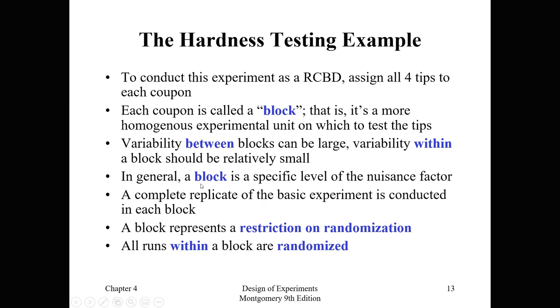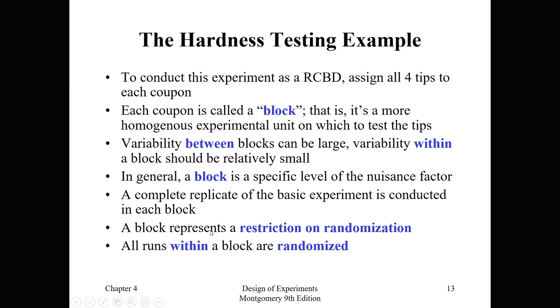So we've got our block in general being a specific level of that nuisance factor, and the complete replication is based in each block. So each coupon here is going to have all 4 of the tips being stamped on it. So each of these single coupons is each of our blocks. That's what we mean when we say a block is a specific level. We're going to call each one of these things blocks. And this coupon variable is called our blocking factor. So we're going to block on coupon.